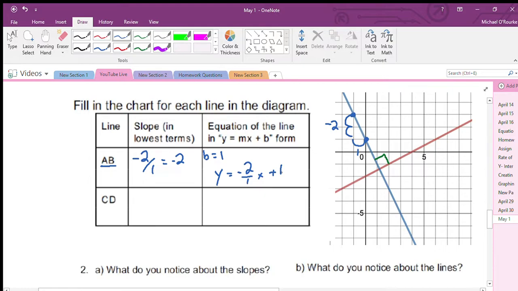Okay. Then my red one here, let's pick 2 points. Let's pick this point and this point. We're going to go up 1, my rise of 1, and my run of 2. So rise of 1, run of 2. And my y-intercept for this one is going to be minus 2. So my equation for this one is 1 over 2x minus 2.